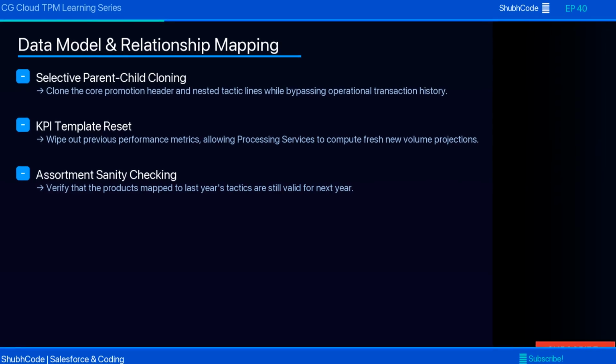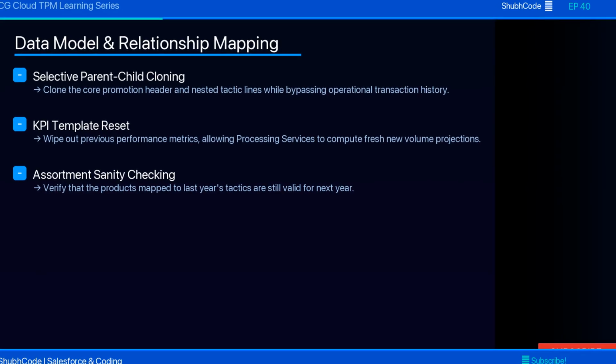Let's look at the database layer to understand our payload. When copying a promotion, we are cloning the master CloudPromotion__c record along with its child CloudTactic__c records. However, we must explicitly exclude transactional write-back records, actual volume logs, and historical claims.